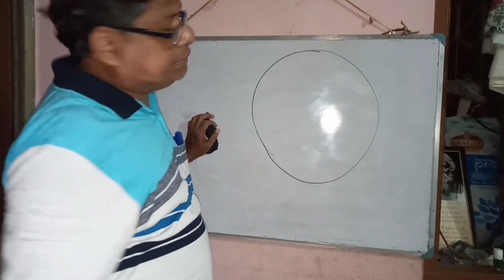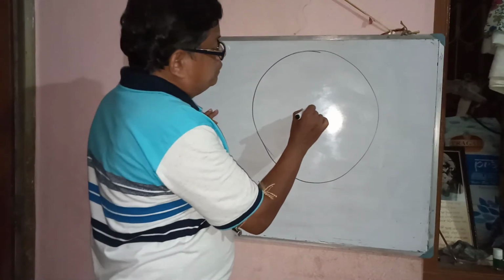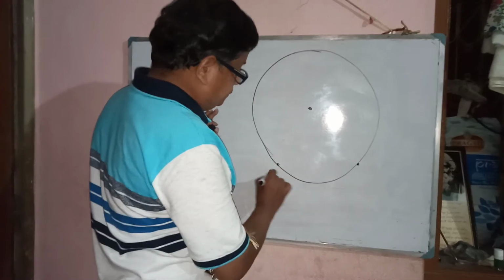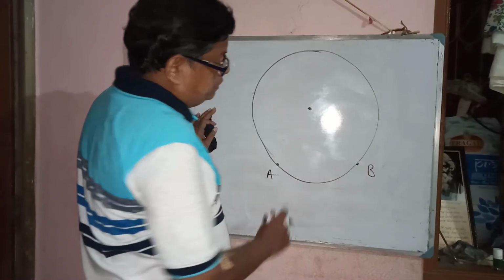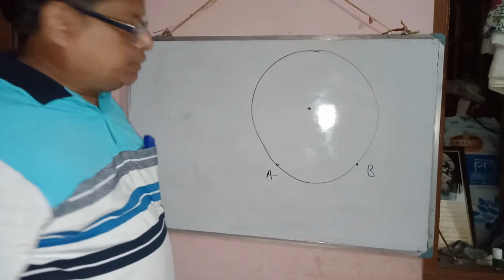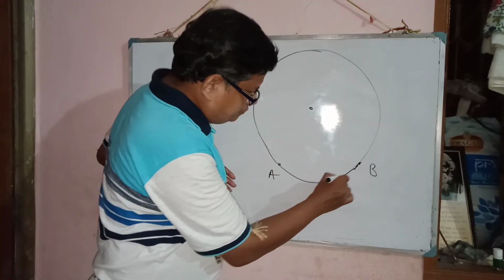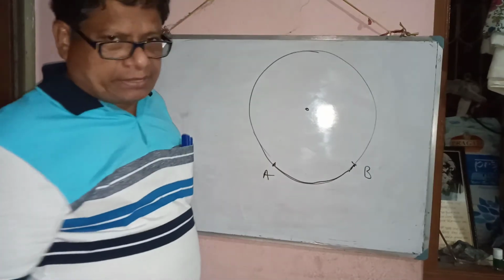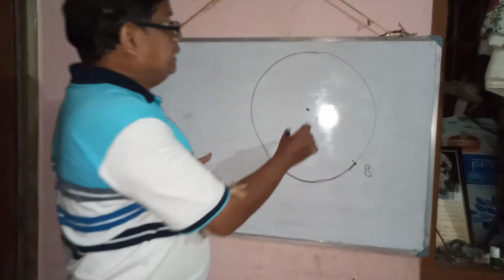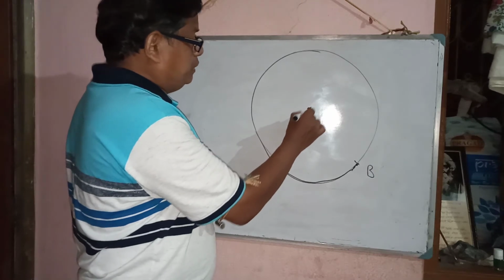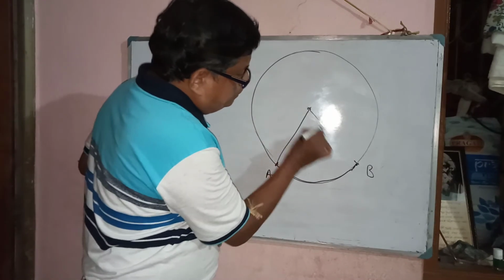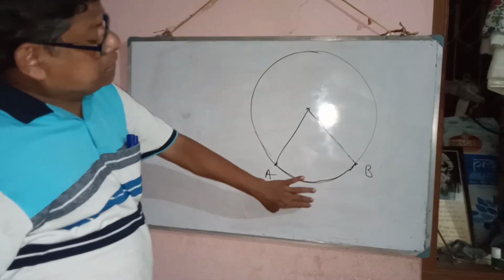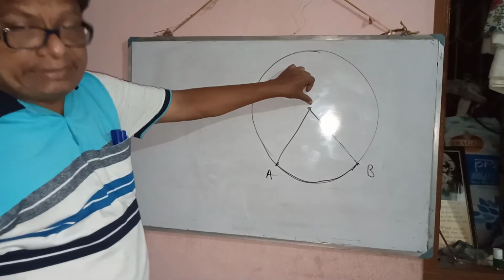So this is a circle. You take any arc, suppose arc AB. Arc means here a part of a circle. So this is one part. You take this part of a circle. Now you join the center: join OA and OB. See, these are the subtended angles here at the center.